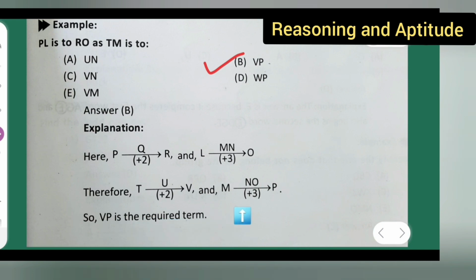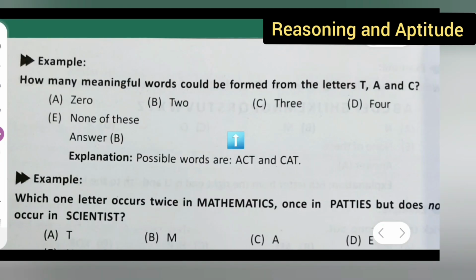Okay. Next, let us see next example. How many meaningful words can be formed from the letters T, A and C? Here options are given: 0, 2, 3, 4, none of these. So option B is the correct option, because you can write CAT. And one more, which word can you form? ACT. So possible words are ACT and CAT. So obviously option B is the correct option.